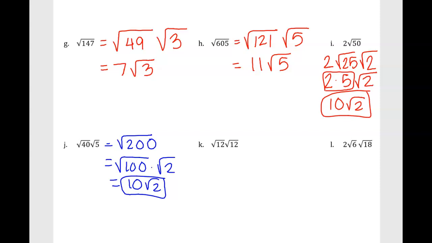What happens in letter K? You have root 12 times root 12. You have the same number times the same number. Anytime you have two of the same roots times each other, the square roots go away. So again, square root of 12 times square root of 12, the square root goes away and you are left with 12. The reason for that is because if you multiply 12 and 12 together, you get 144, and we know that the square root of 144 is 12.